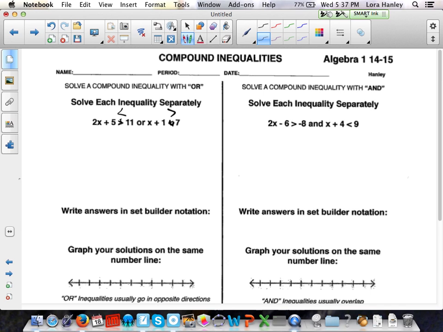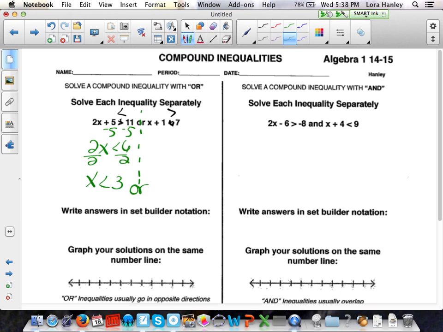So if I look at the first one, we just want to solve both of these separately, just like you would a regular inequality, and then we're going to combine them onto one number line. So my first inequality says 2x plus 5 is less than 11. So I'm going to start by isolating the variable and subtracting 5. And we end with 2x is less than 6. Dividing is my second step, so x is less than 3.